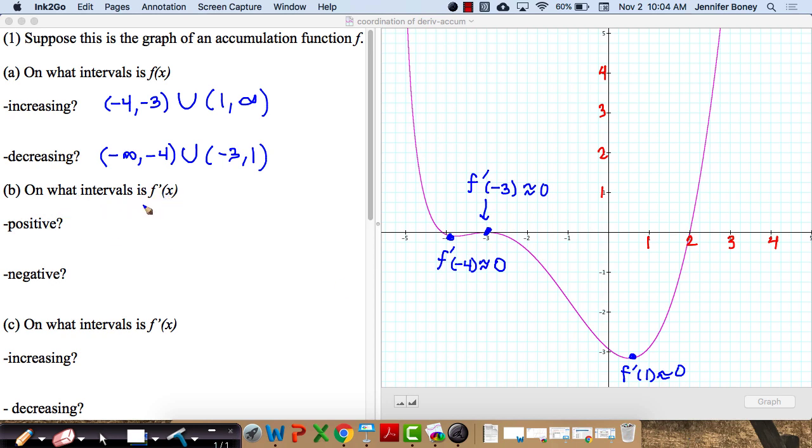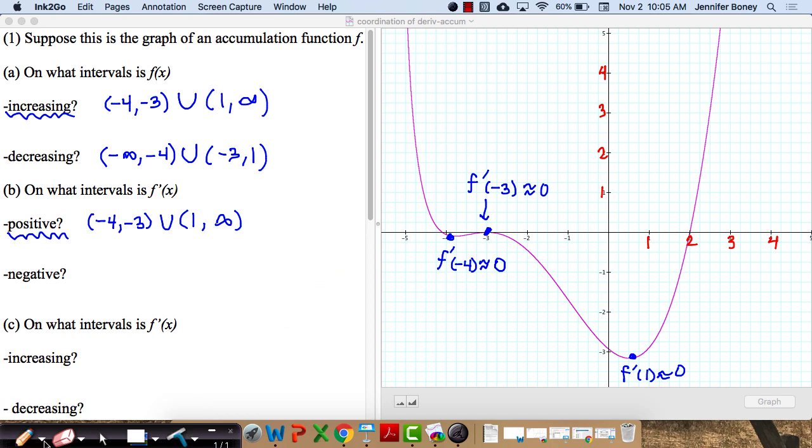On what intervals is f prime of x positive? First of all, how many intervals are there where it's positive? There's 2. And they correspond to 2 of the ones we just listed above. Positive rate of change is the same as increasing y values. So if f of x is increasing on these intervals, then f prime of x is positive on those exact same intervals, negative 4 through negative 3, and also this other section, 1 through infinity.